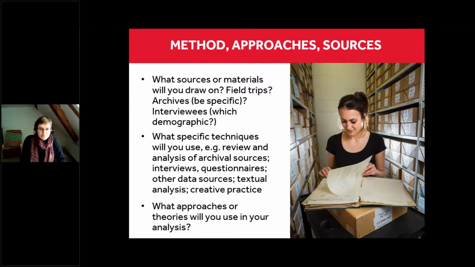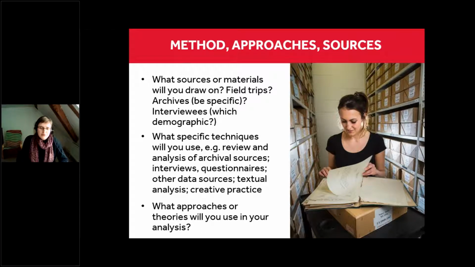After your literature review, the next section of your proposal is likely to be a section on methodology and sources. At the most fundamental level, you'll want to discuss the sources or materials you're going to draw on. Where is your evidence for your PhD going to come from? Is it going to come from archives? If so, which archives are they going to be? Where are they? What collections will you be using? Is it going to be interviewees? If so, what's the demographic you're looking for? How are you going to find them?